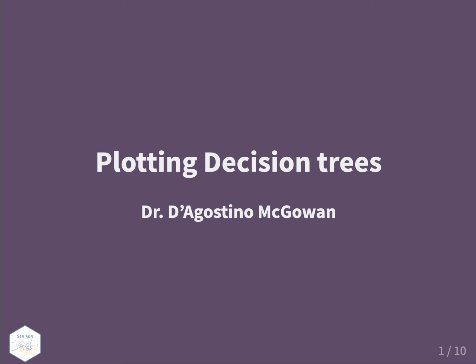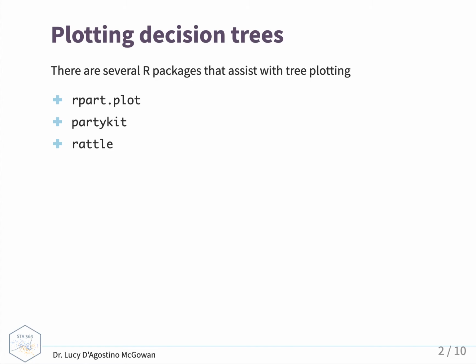Plotting decision trees. So there are several R packages that can help with decision tree plotting. For example, there's rpart.plot, there's partykit, and there's rattle. There are also others in addition to these, but these are the three most popular ones that I'm aware of.